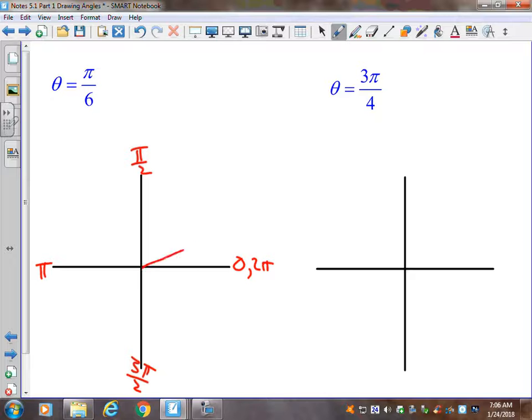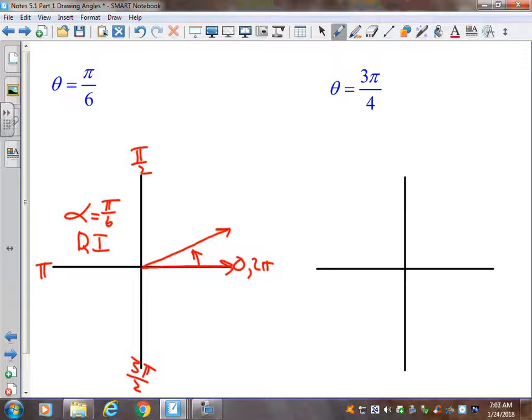Pi over 6 is in the same place as 30 degrees. So you draw your 30-degree angle. You still put your arc mark in there just like you did before. This is an alpha angle because it's less than going all the way around. It's positive. And it's in quadrant 1.